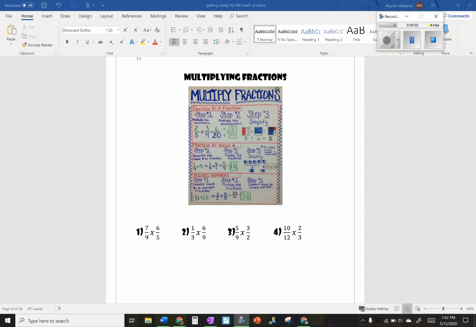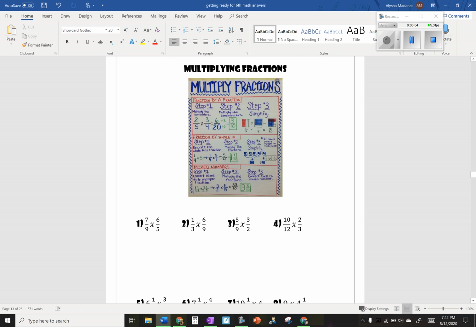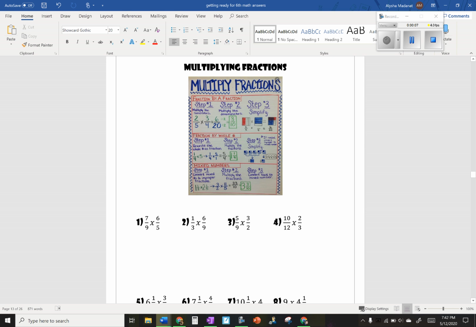All right, when you multiply fractions, you are going to see different types of fractions. You could see proper fractions, you could see proper with whole, you could see proper with mixed or mixed to mixed. So there are different steps that you're going to have to do.